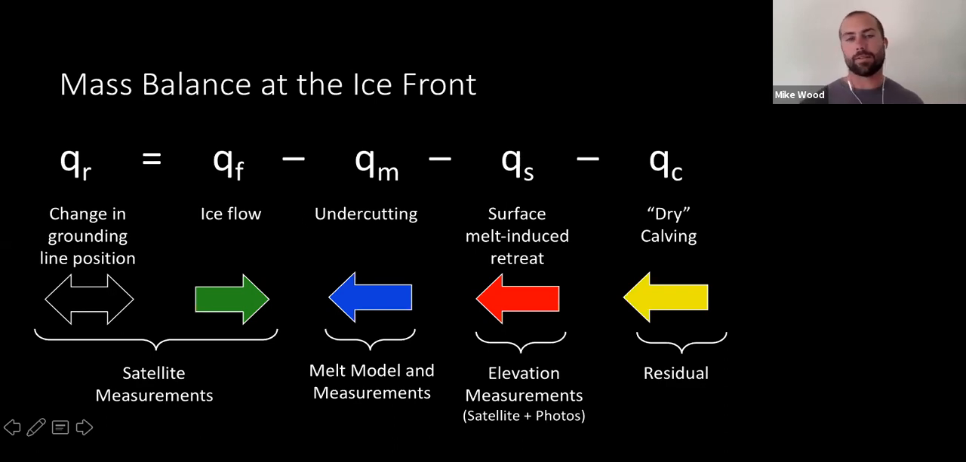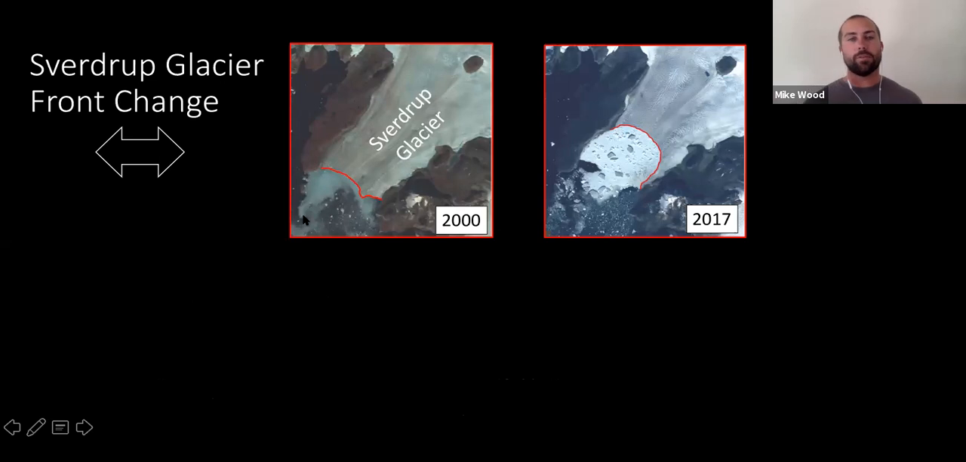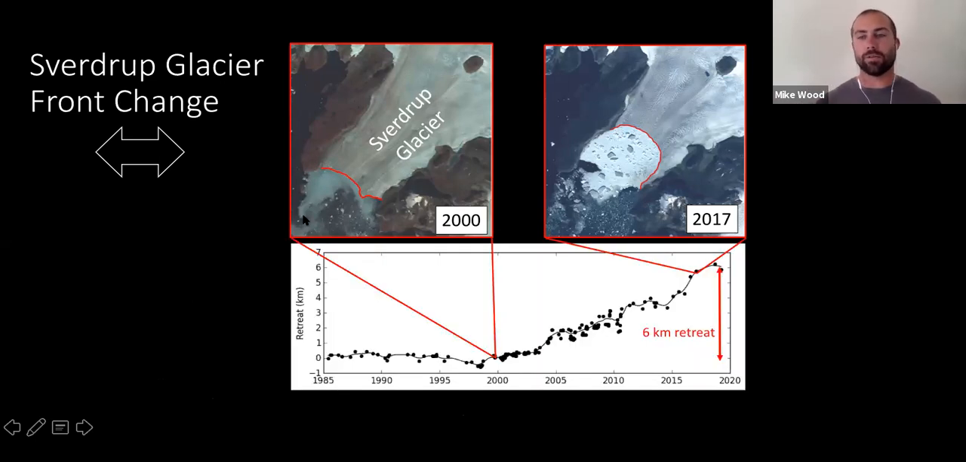So what do these look like for Sverdrup Glacier? I've shown the two pictures in 2000 and 2017 for Sverdrup, but of course you can do front mapping through time, either manually or with fancy machine learning methods or other delineation methods. And what we see for Sverdrup is that up until the year 2000, the ice front was in a pretty stable position. And then after 2000, the glacier underwent a steady retreat of up to 6 kilometers by 2017.